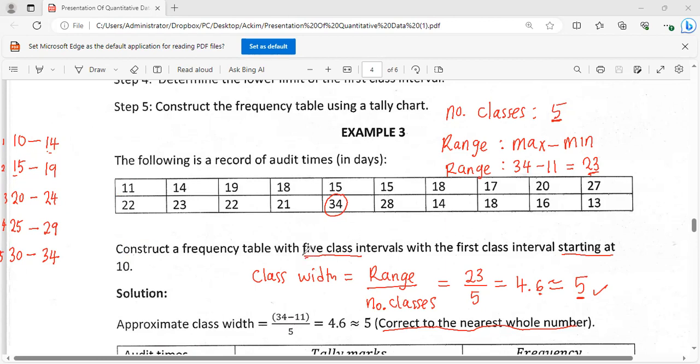But here, the definition of the number of classes is where they began: construct a frequency table with 5 class intervals. That is 5 classes.